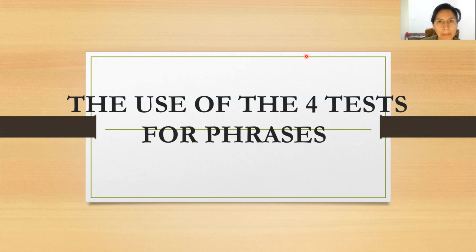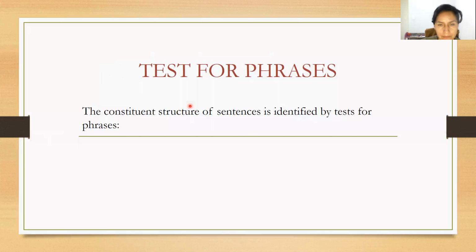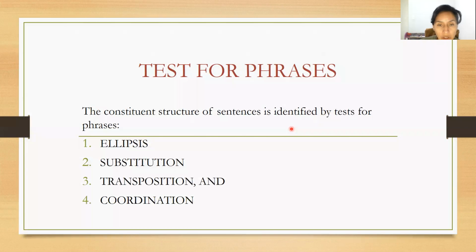In this opportunity, I'm going to explain about the use of the four tests for phrases. The constituent structure of sentences is identified by tests for phrases, so they help us understand how sentences are arranged in a clause and clauses in sentences. Then we have the following tests for phrases: ellipsis, substitution, transposition, and coordination.